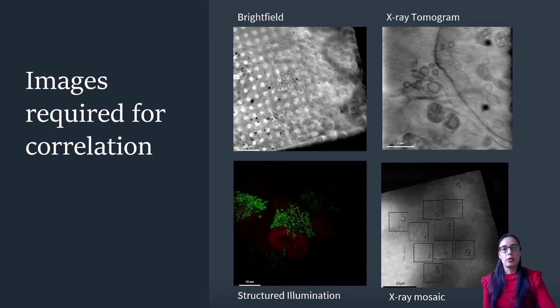These are the images that you'll need for correlation. It helps to have all of these in one folder so you can easily start the registration process. From the cryoSIM microscope, we'll have bright field Z stacks as well as the structured illumination Z stack. And then on the X-ray microscope side, we'll have the reconstructed X-ray tomogram and also a 2D X-ray mosaic image, which shows a larger field of view of one of the TEM grid boxes, and these boxes show locations where we've taken X-ray tomograms.